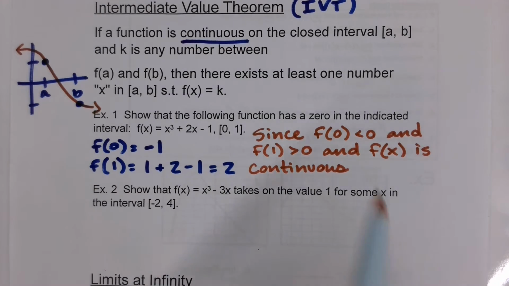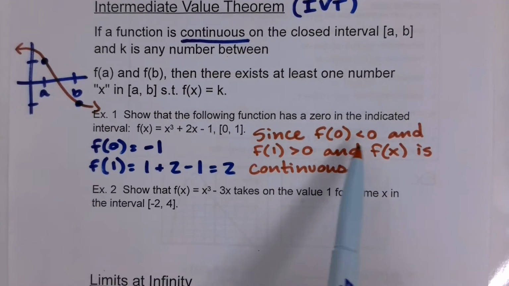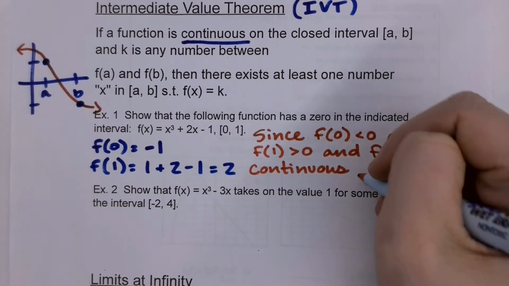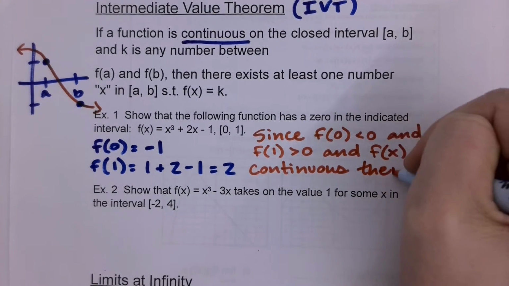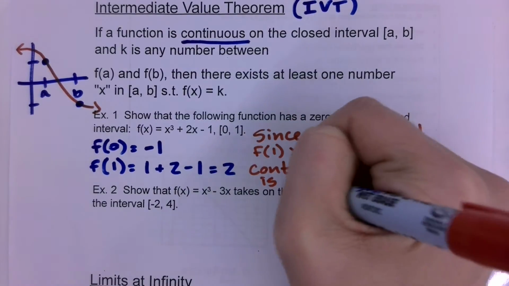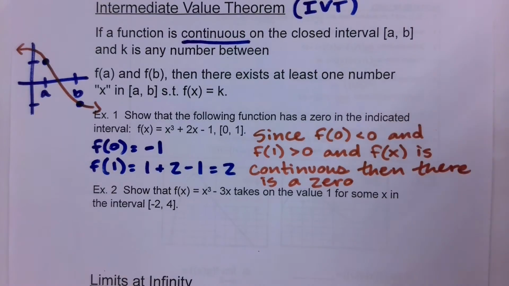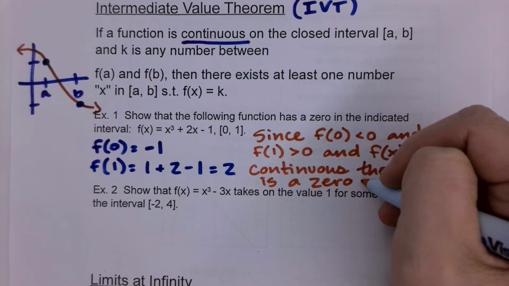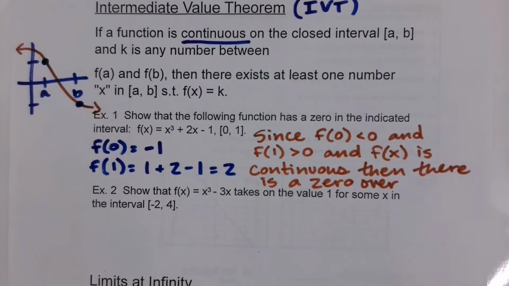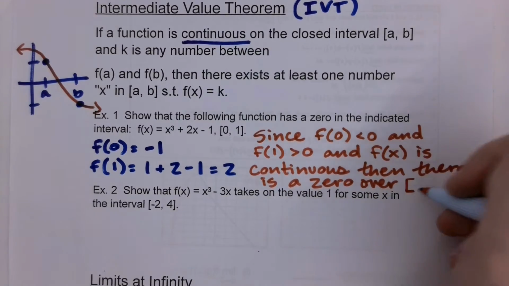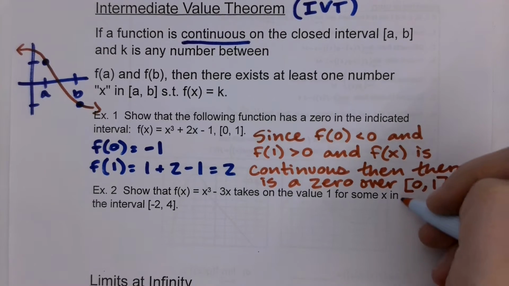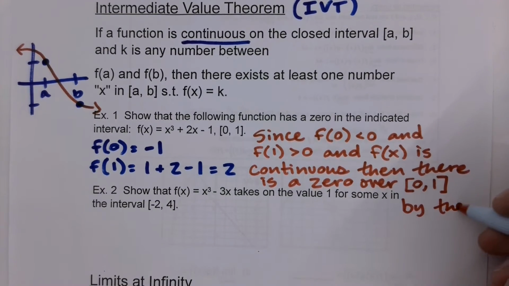So it could be worded probably better, but since f of 0 is less than 0 and f of 1 is greater than 0 and f of x is continuous, then there is a 0 where, okay, so you could say in between, you could use more words there, in between 0 and 1, or you could just say over 0 to 1, by the IVT.